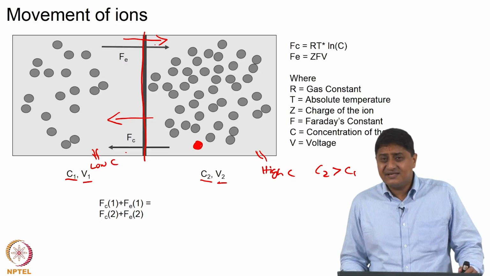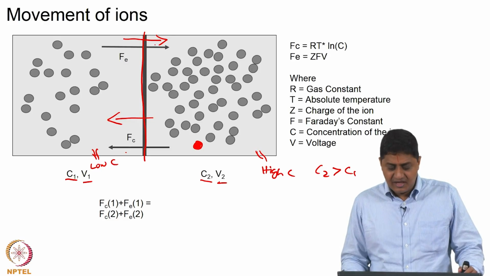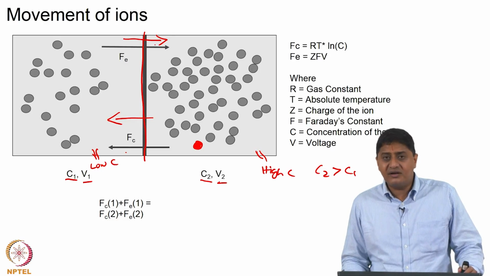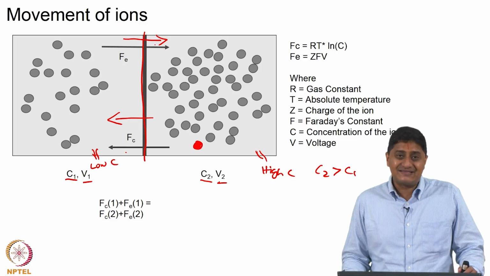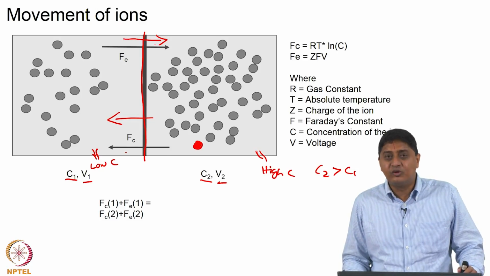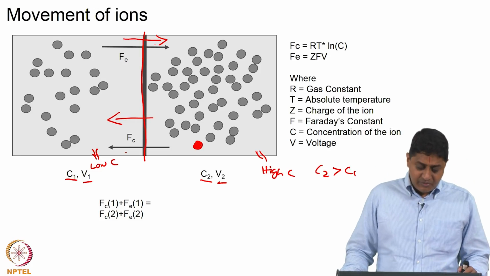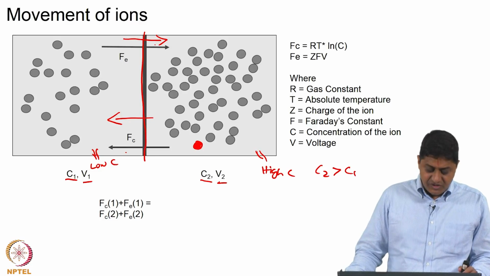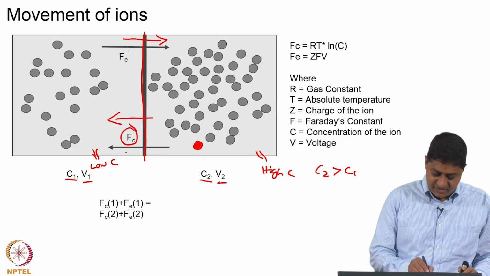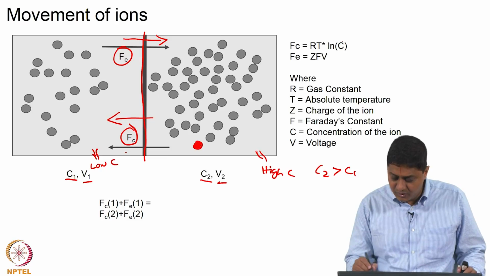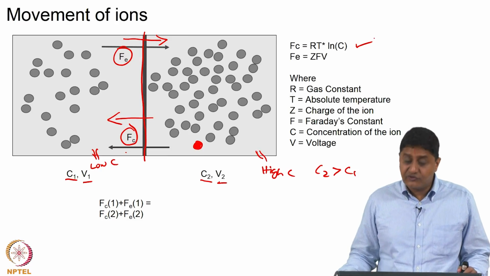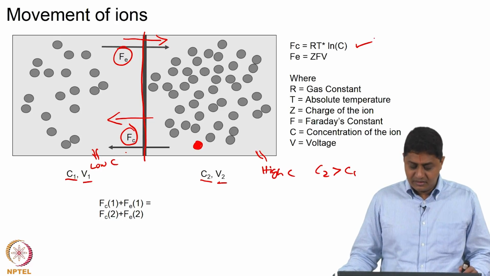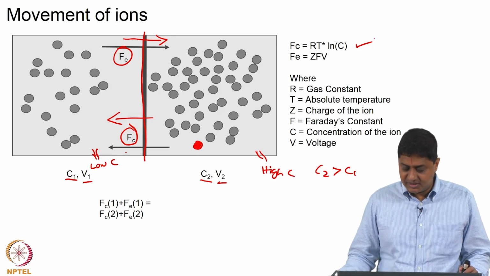Now, the question is: is it possible to develop a relationship such that we are able to compute the point at which the balance occurs, or the electrochemical equilibrium is achieved? Can I somehow compute this? It turns out that it is possible for me to develop expressions individually for each of these forces Fc and Fe, and these are already known. This is the force due to the concentration gradient, that is RT ln C, and the force due to the potential gradient is ZFV.